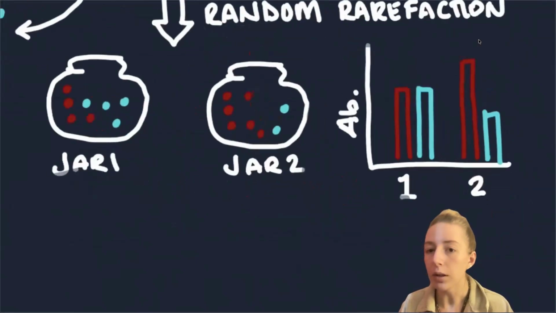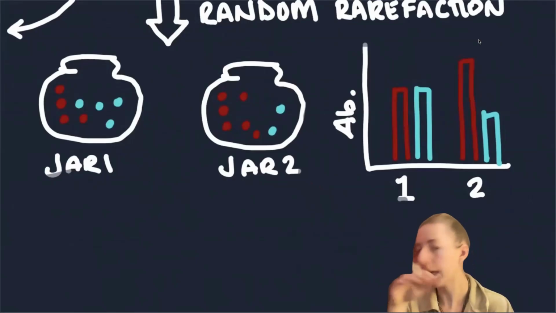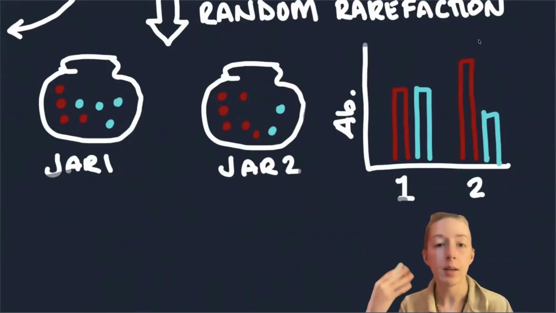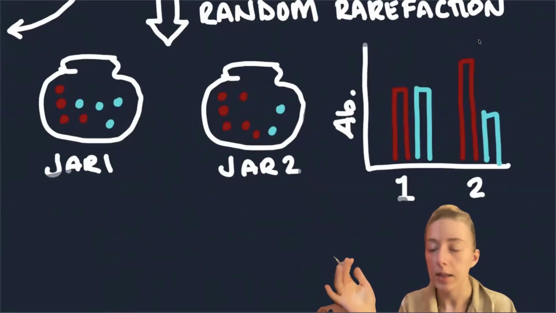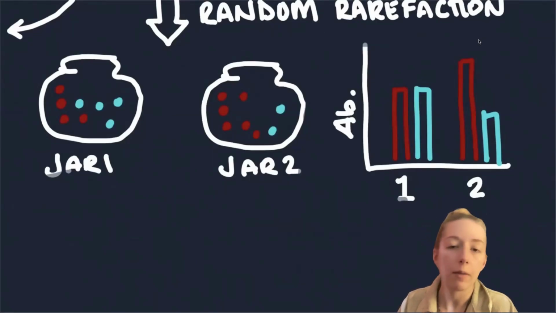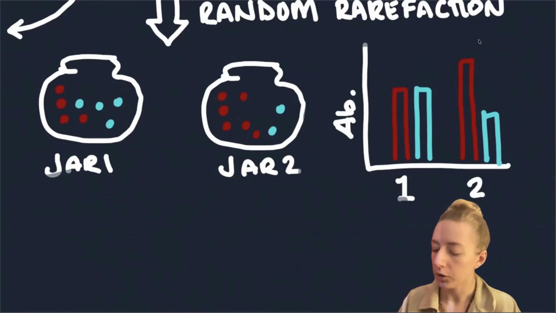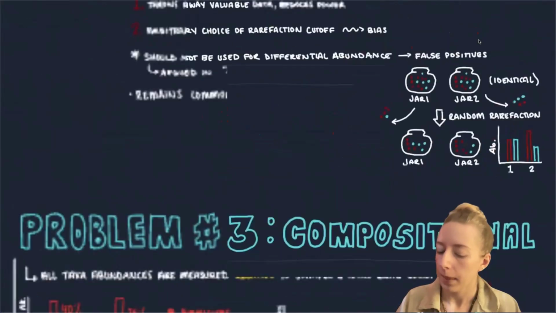So what that might look like is something like this. Even though jar 1 and jar 2 had identical red and blue marbles, now it appears from random chance that the abundances have changed simply due to that random removal. So now it appears that jar 2 has more red and less blue. Okay.